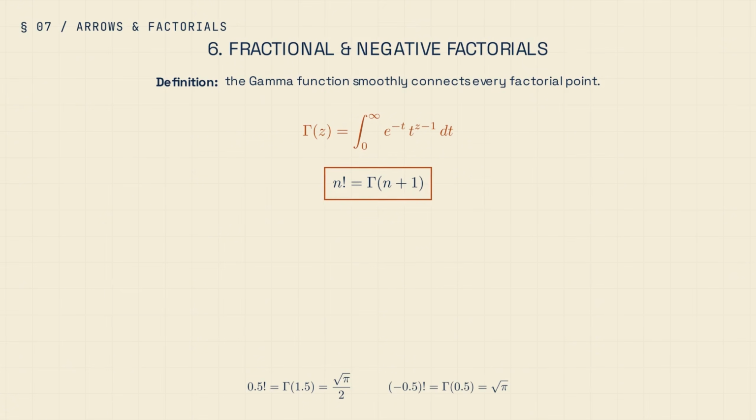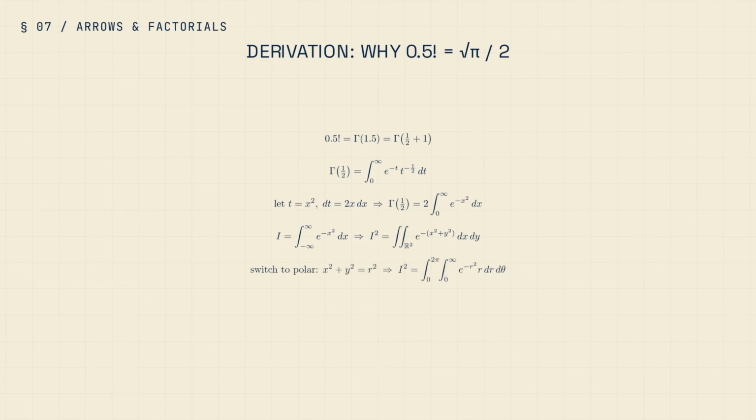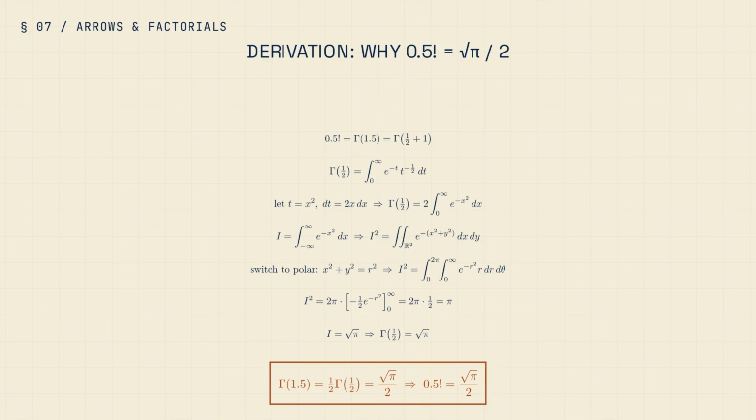And the last thing is the gamma function and its full derivation. 0.5 factorial is gamma of 1/2 plus 1. Gamma of 1/2 is an integral; substituting t equals x squared, the integral turns into twice the integral of e to the negative x squared. Call that integral I, then I squared becomes the double integral over the whole plane. Switching to polar coordinates, it collapses into a clean r and theta integral. Solving that, I squared exactly equals pi.